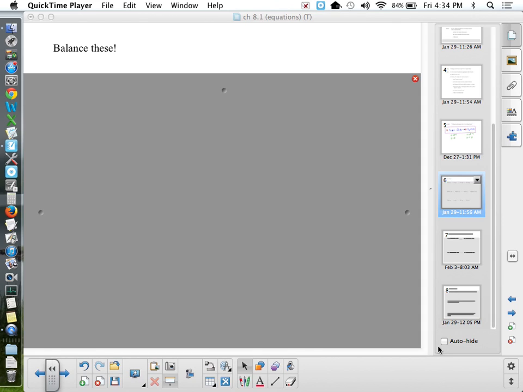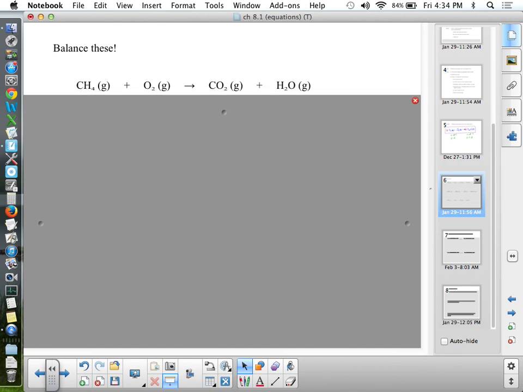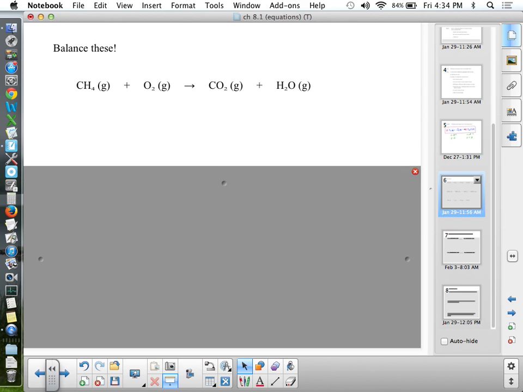Okay, let's do a couple more examples of just balancing equations. We'll get to writing the equations and balancing them later, but for now, let's just do some practice in balancing equations. CH4 plus O2 reacts to form CO2 plus H2O. This actually is the reaction that takes place when you light the Bunsen burner. It's the combustion of methane gas to form carbon dioxide and water.